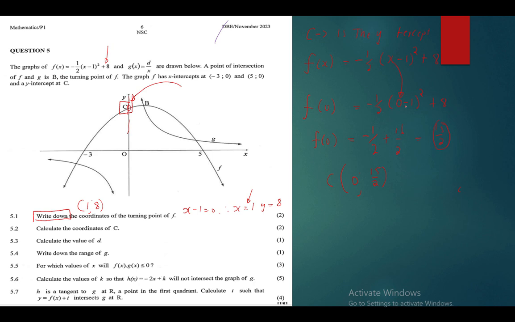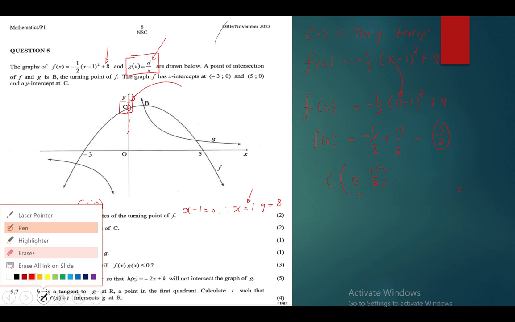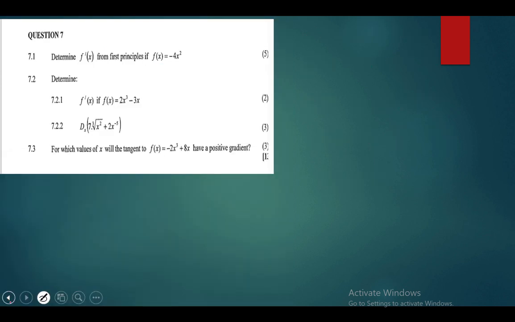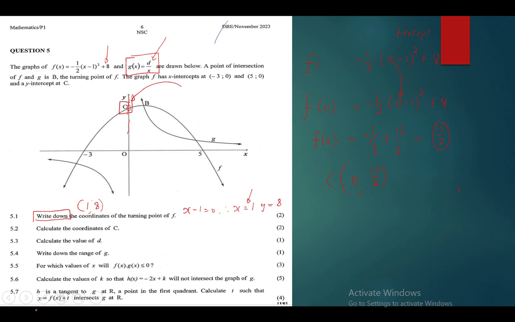Calculate the value of t. So now we go to this function. g of x equals d over x. They want to know the value of t. You have this kind of equation. We are now answering 5.3.